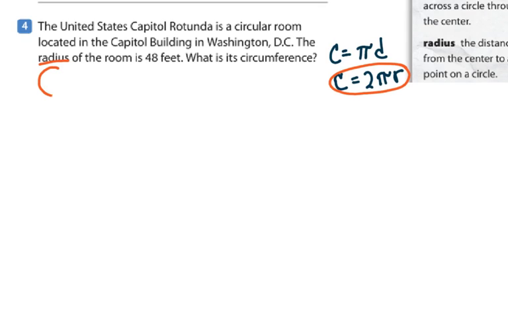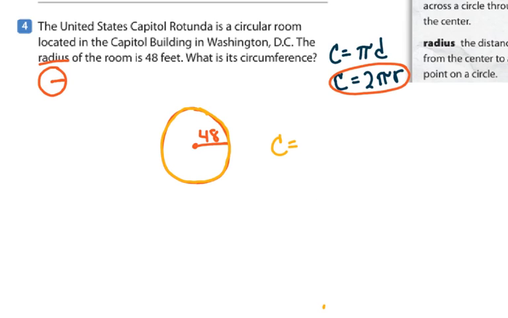You have to know what radius is. Radius is halfway across the circle, from the center to the outside edge. So if we have this circle that's the rotunda, and from the center to the outside edge is 48 feet, we want to know the distance around the outside of this circle that I have marked in yellow. So the outside is C.